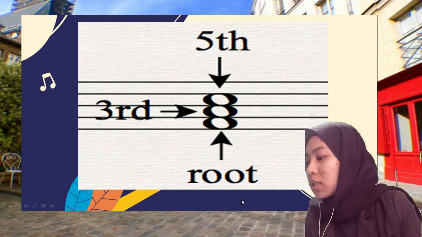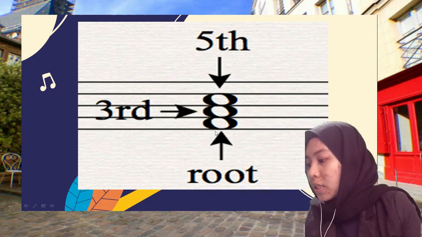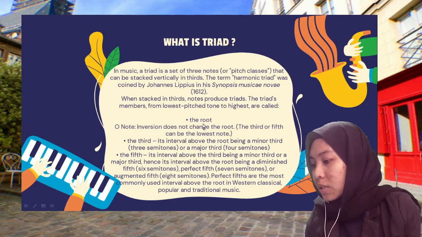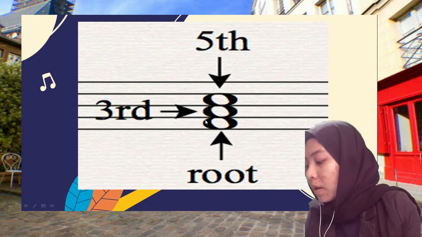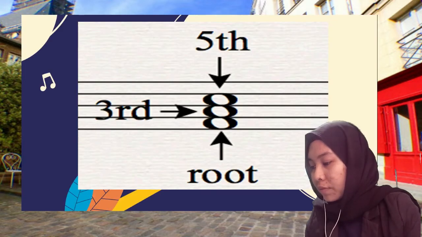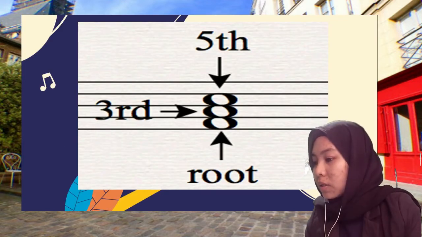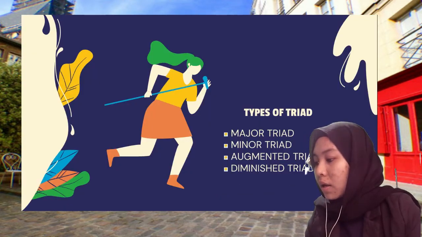So here you can see the stacked notes, 3 notes. Here, this is the root, and then we go to the third, which is 3 semitones, and then we go to the fifth, which can be 7 semitones, 8 semitones, or 6 semitones, which is perfect fifth or augmented fifth. Alright, that is for what the triad means. And then let's go to the types of the triad.